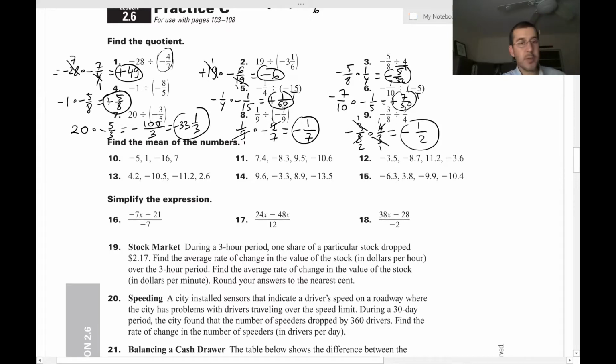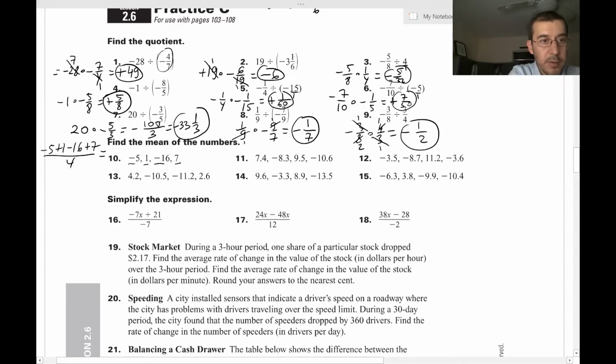Find the mean of the numbers, 10 through 15. So what we have to do is add up these numbers. So how many numbers do we have? 1, 2, 3, 4. So we add up these 4 numbers divided by 4. So minus 5 plus 1 minus 16 plus 7 divided by how many numbers we have? 1, 2, 3, 4 over 4.